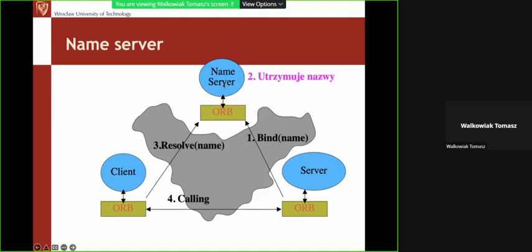We have an additional object called a name server. It was embedded in CORBA from the beginning, but why is it needed? As we can notice from the numbers here, in the first step the server registers inside the name server, and then the client resolves a name, and the fourth step is just the communication.